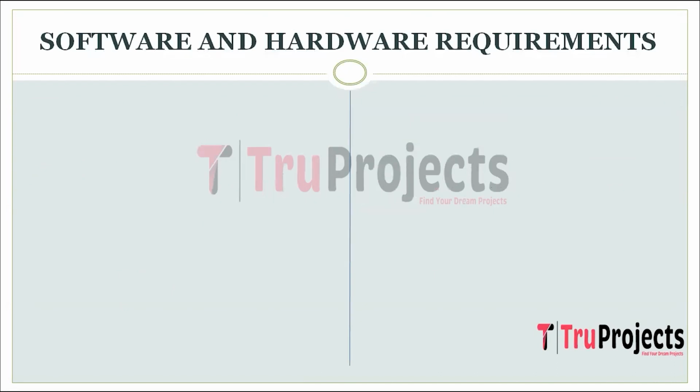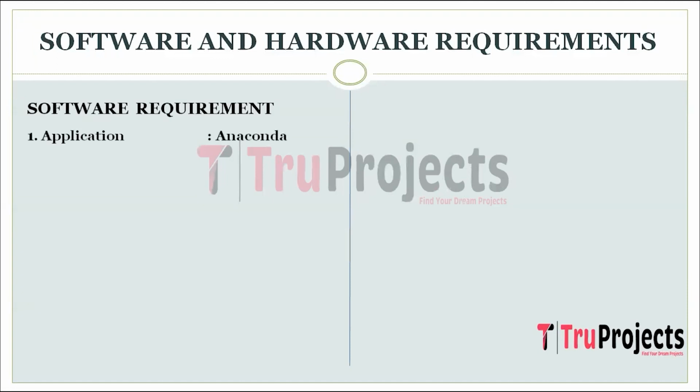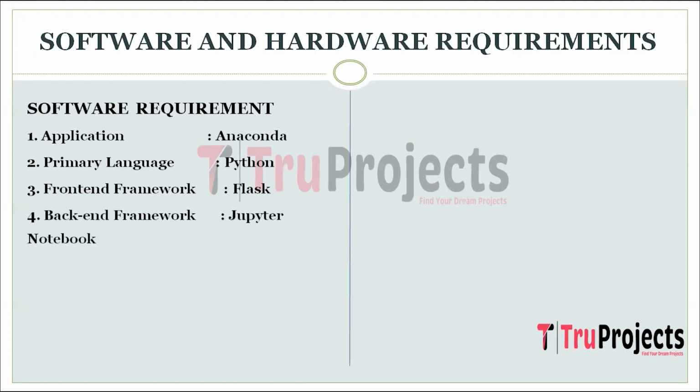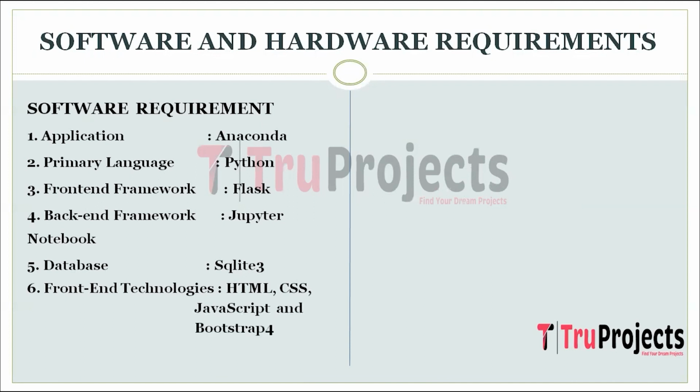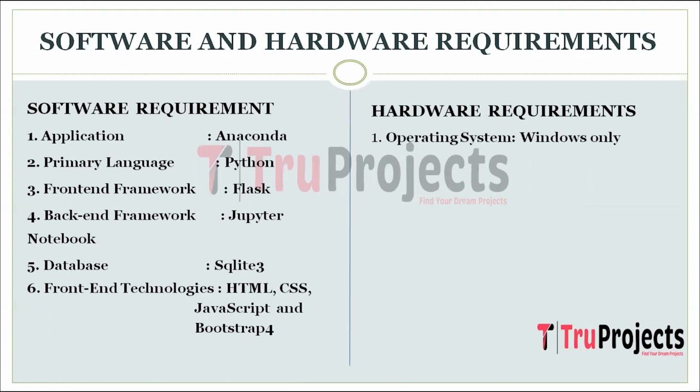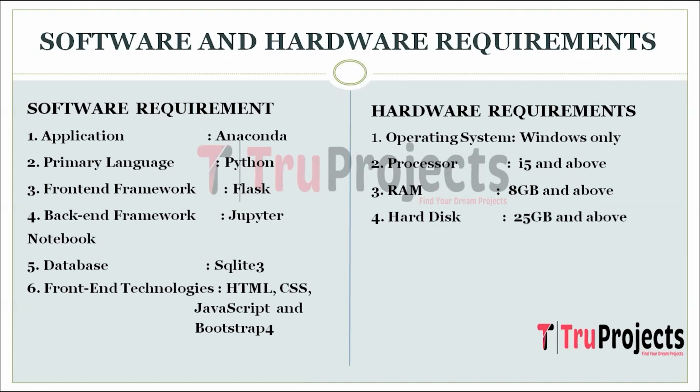To implement this project, we need software and hardware requirements. Coming to software requirements, we need the application of Anaconda, primary language of Python, front-end framework of Flask, back-end framework of Jupyter Notebook, database of SQLite 3, front-end technologies used are HTML, CSS, JavaScript, and Bootstrap 4. Coming to the hardware requirements, we need operating system of Windows, processor of i5 and above, RAM of 8 GB and above, and hard disk of 25 GB and above.